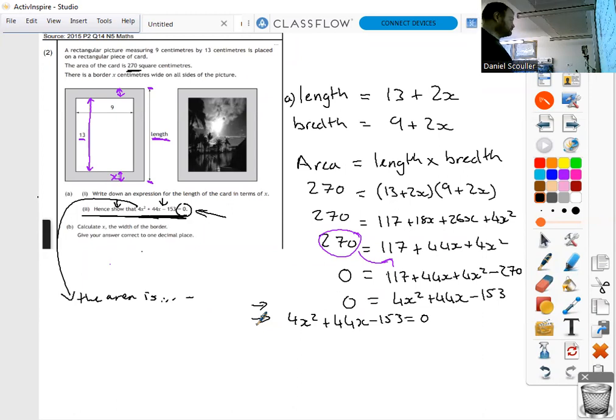Second part, B. We take that 4x squared plus 44x minus 153. It's paper 2, so we'll use the equation. To do B, what was B worth? It's worth 4 marks, quite a lot of marks, all things considered. You don't have to be able to solve that. You get given it. That's the part we take forward into the next question.